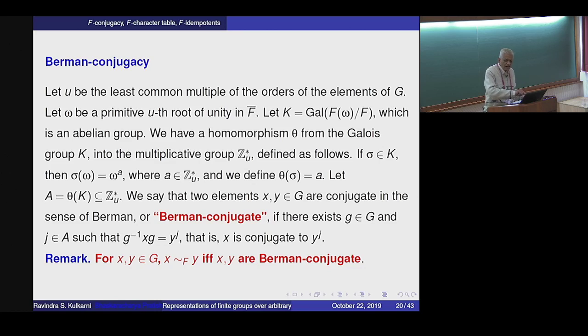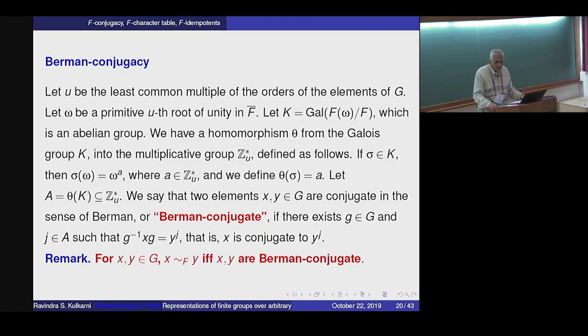There is a homomorphism theta from this Galois group K to the unit group of Z mod U, defined as follows: if sigma is in K, then sigma(omega) is omega to the A, where A is in Z star U. So these exponents are picked up, and we define theta(sigma) equal to A. And let capital A be the image of theta under this homomorphism.